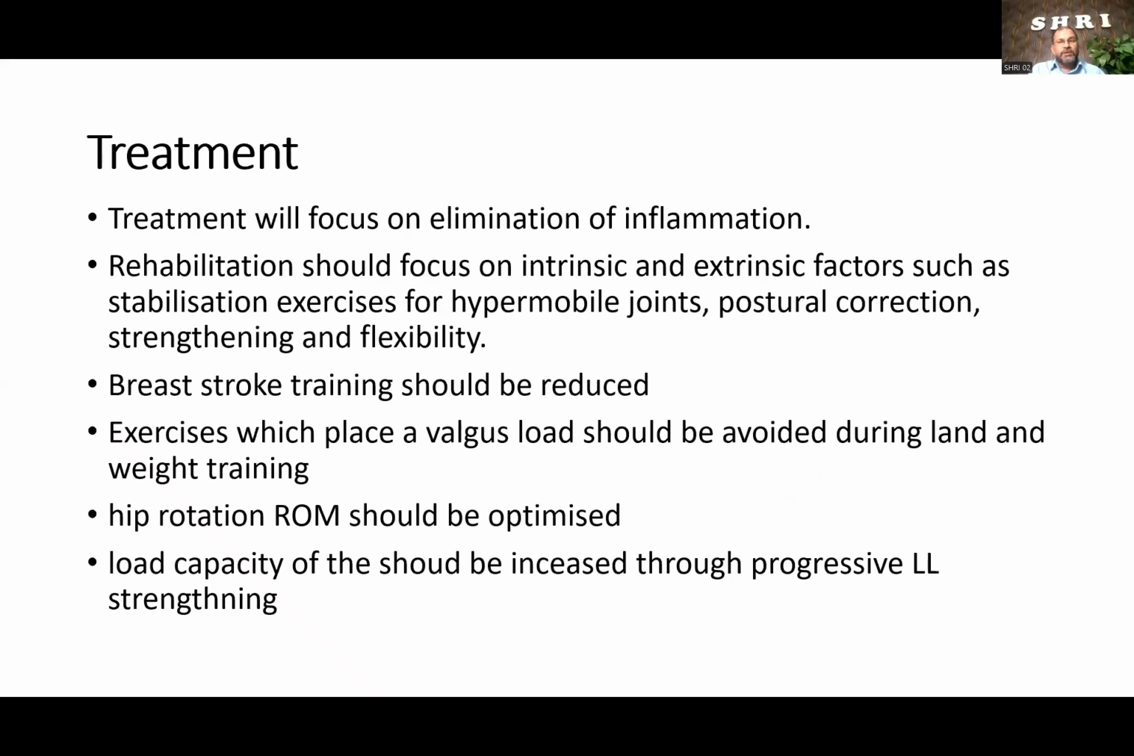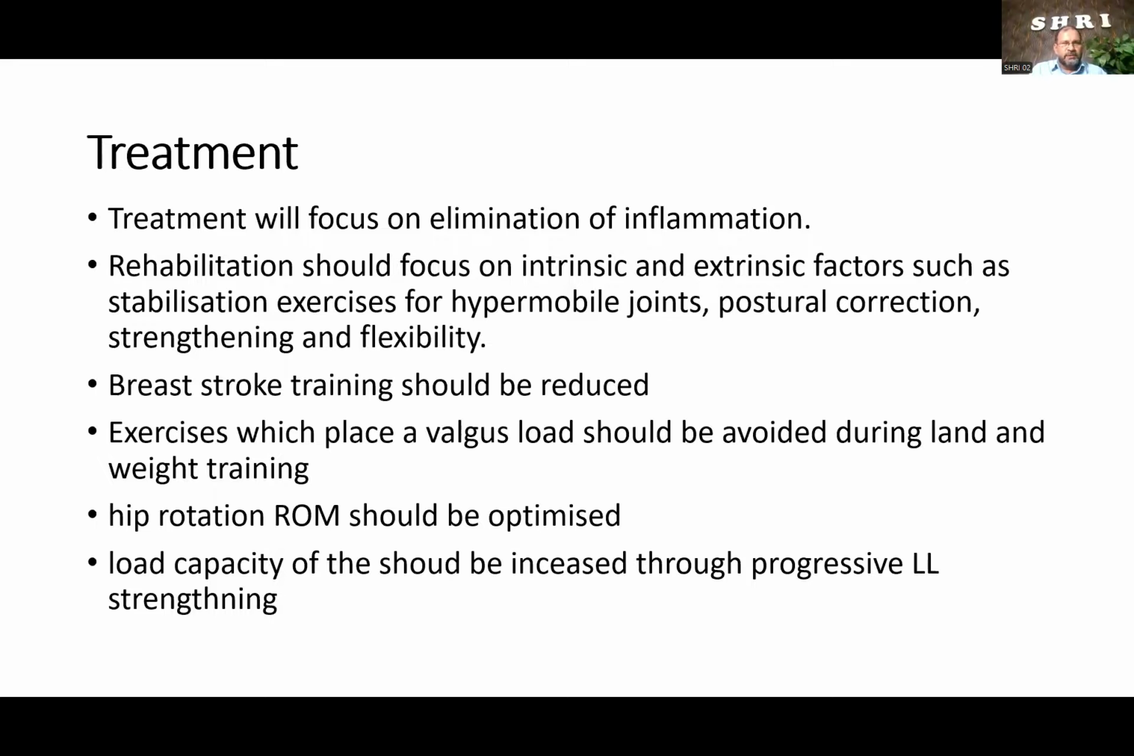postural corrections if they have any. Now, say, for instance, if they have pes planus or hyperpronated foot, we have to correct it to reduce the knee pain. Then strengthening and flexibility exercises as usual. Then what we have to do, we have to tell them to reduce the load, the breaststroke training, and they can do mixed training. They can add other styles and do them without doing only breaststroke.